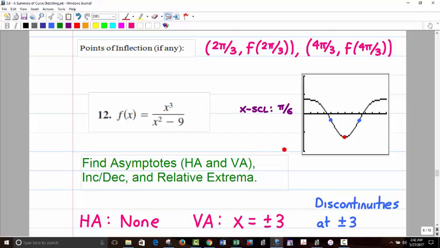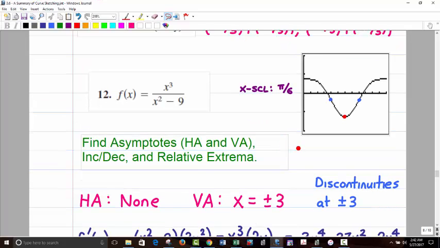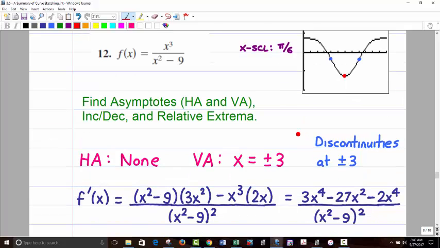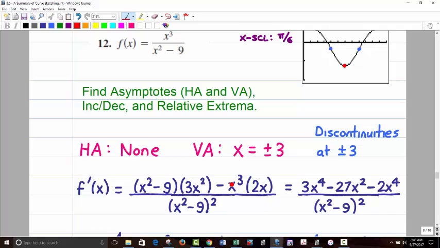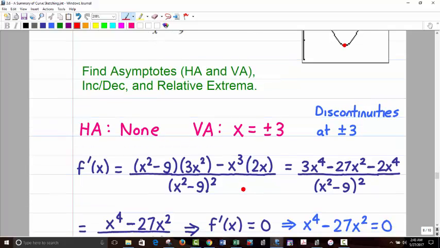So let's see what we got. Asymptotes, increasing, decreasing, relative extrema. I'm asking for the first derivative only. Some of these get a little complicated, so I don't think I would worry about the second derivative on some of these harder ones, but that's okay. So we got discontinuities at plus and minus 3. No horizontal asymptote because the power on top is larger than the one on bottom. All right, well, quotient rule: bottom times the derivative of the top, 3x squared, minus top, x cubed, times the derivative of the bottom, 2x, over the bottom squared.